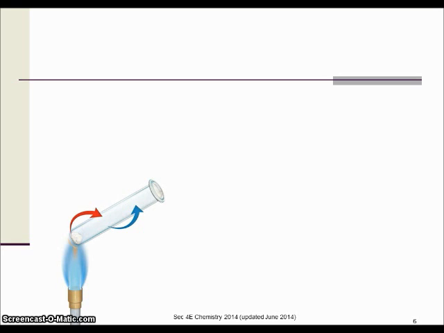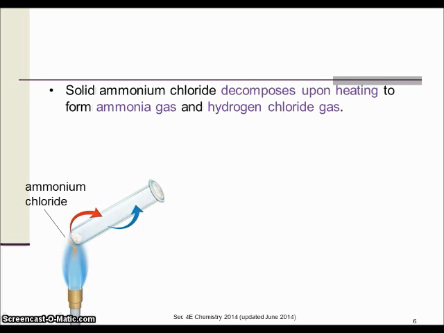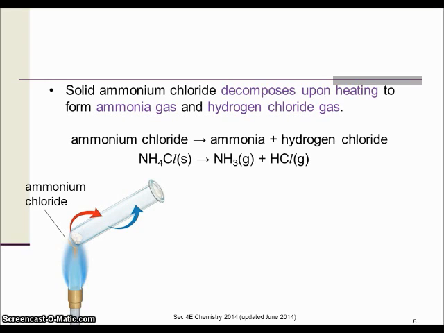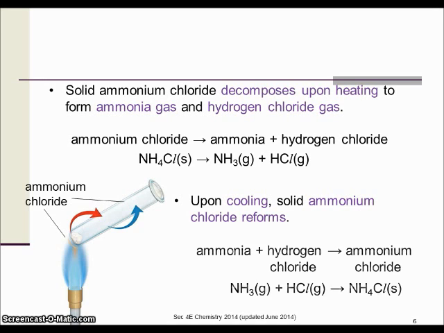Let us look at another example. Your solid ammonium chloride decomposes upon heating to form your ammonia gas and hydrogen chloride gas according to the following reaction. Now upon cooling, your solid ammonium chloride reforms. This is another example of a reversible reaction.